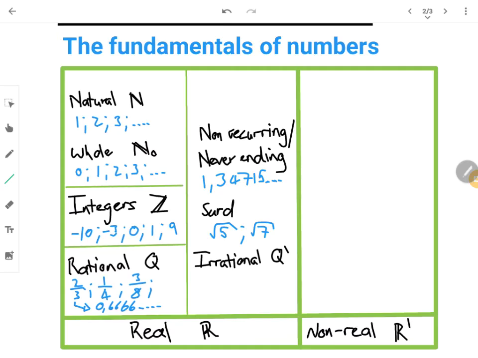Remember, you can't have the top floor if you don't have the bottom floor first. So if you have any natural number, it will also be a whole number, an integer, a rational number, and a real number. If you have any whole number, it will also be an integer, a rational number, and a real number. If you have the top one, you have all of the others below it as well.